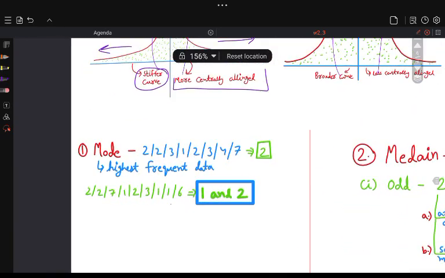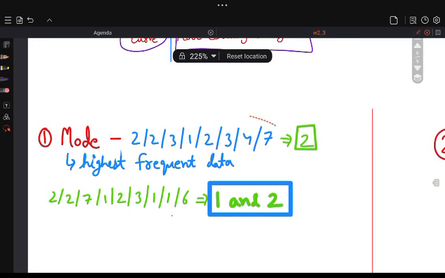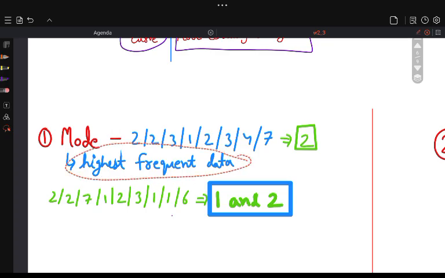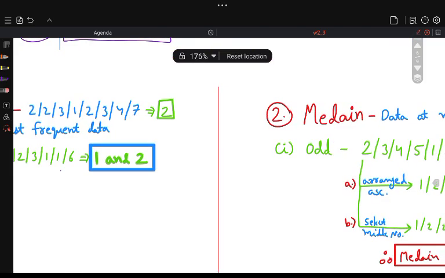First one is mode, which is the easiest one. For a data set, when various elements of the data are given, like 2 2 3 1 3 2 4 7, we will see the highest frequent data, the data which occurred most frequently. In our case, 2 occurred 3 times, so 2 will be the most frequent data. For the second case, 2 has occurred 3 times, but 1 has also occurred 3 times, and both have the highest frequency. So 1 and 2 both are the mode in this case. The basic definition is that the element which occurs the highest number of times will be the mode of the given data set.